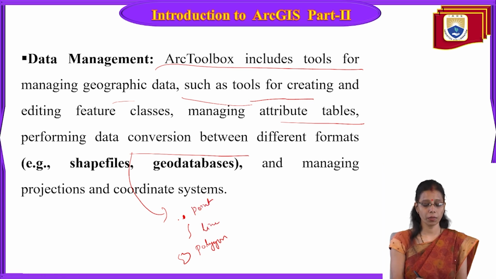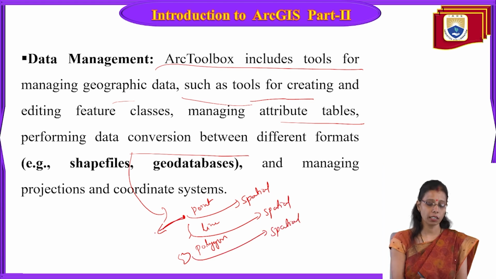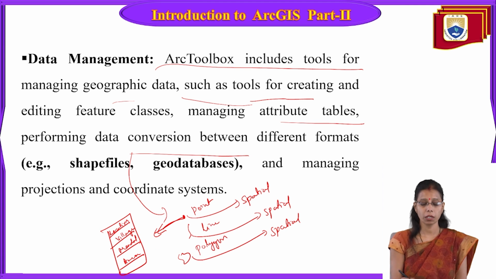Each has a shape, and this shape is spatial. These are all spatial. So what is non-spatial in this point? If I assign different information to it, like location, village, mandal, area, whatever information I assign to this point, that becomes non-spatial.